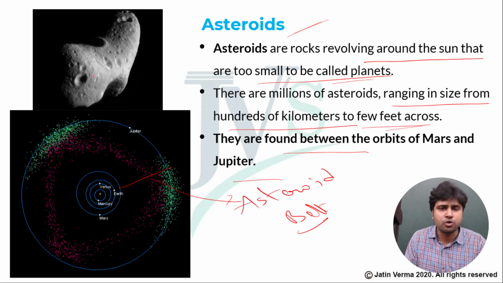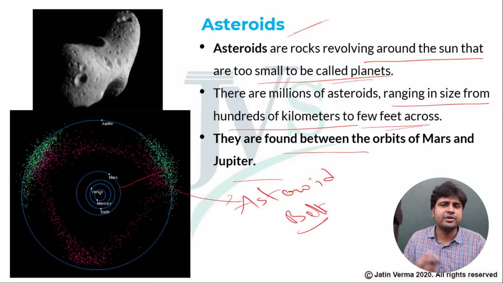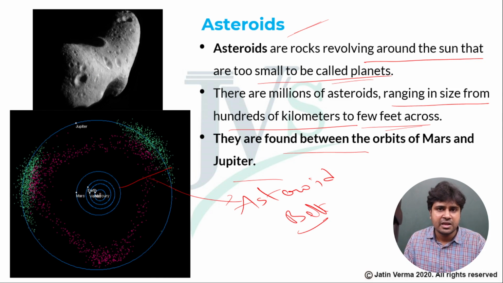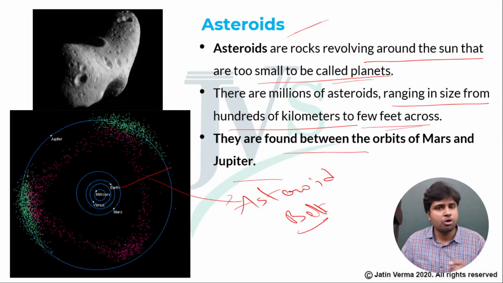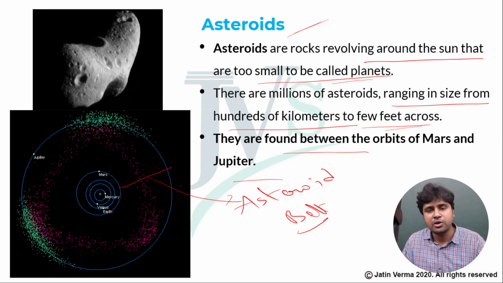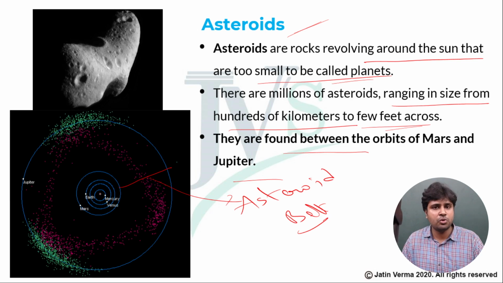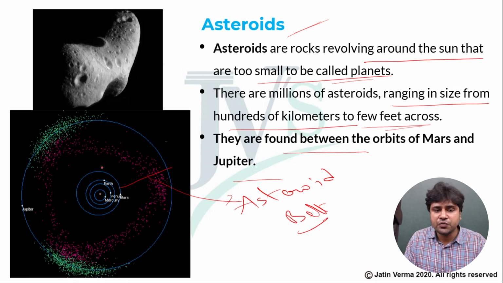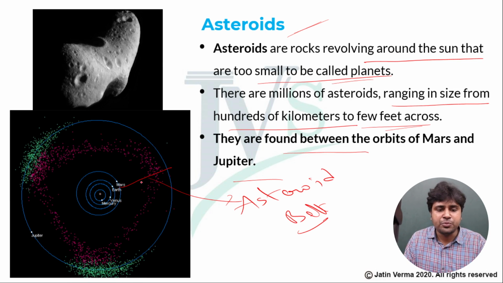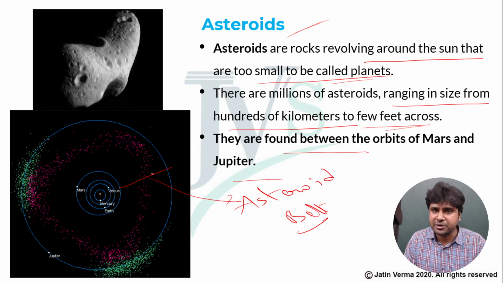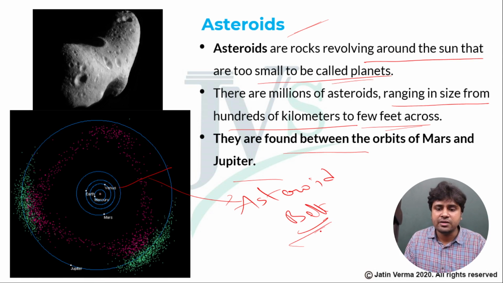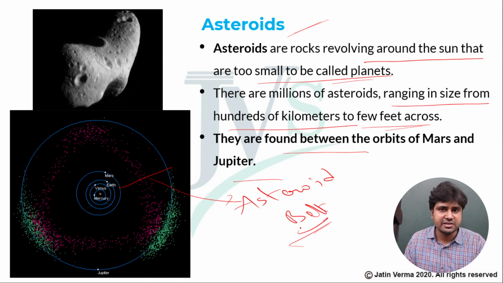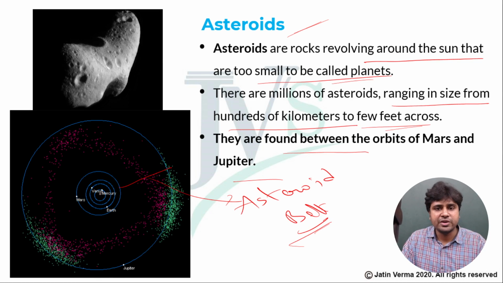I hope you understood what asteroids are. These are just rocks made up of dust, ice, and minerals. They are very small. They cannot be called planets, and they cannot even be called dwarf planets. There are millions of asteroids in space between the orbits of Mars and Jupiter, and this area is called the asteroid belt. As simple as that. So, moving on to the next one.